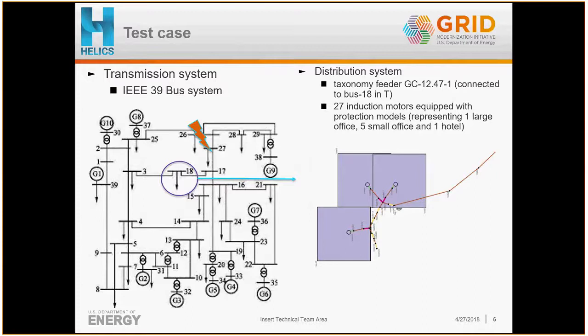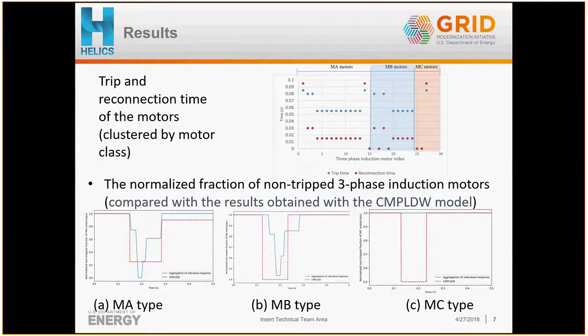In total, on the feeder side, we have 27 induction motors attached to the feeder, and we apply the fault surrounding and near to bus 18 on the transmission side. Then we observe how the protections attached to those induction motors respond to that fault. So here's a very high-level overview of the results.